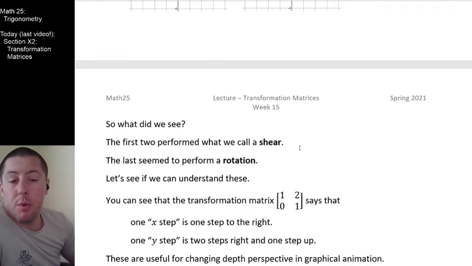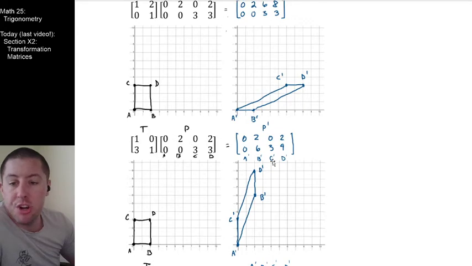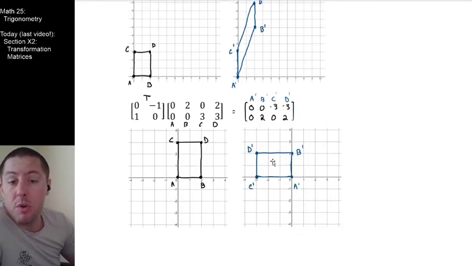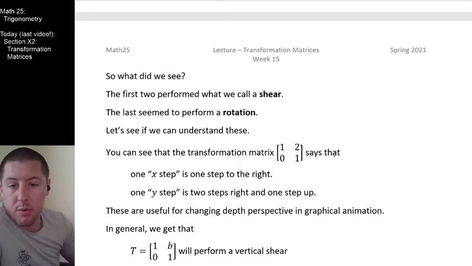Well, the first two performed what we would call a shear. The last one seemed to perform a rotation, right? So here's our two shears. Here seems to be our rotation that we've been looking for. Let's see if we can understand what was happening here.